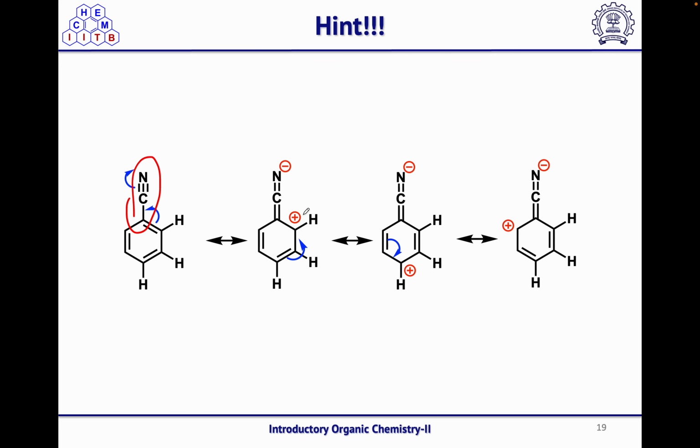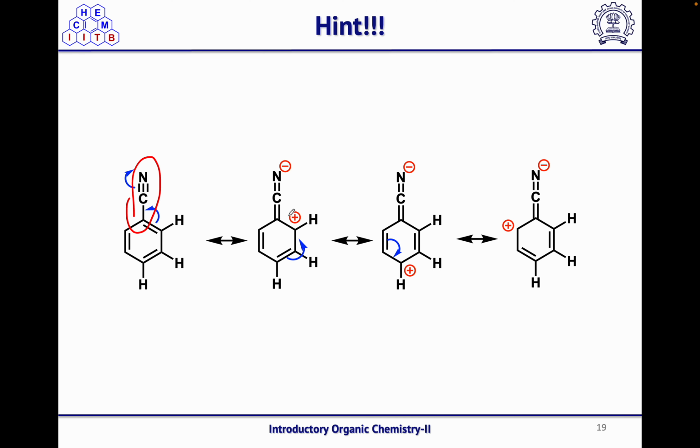Ortho and para carbon. This is ortho carbon. This is para carbon. This is ortho carbon. So a positive charge is generated at the ortho and para position of this species. If a positive charge is generated, it means the electron density at that center is less. A carbocation is formed, which means electron density at that center will be less.